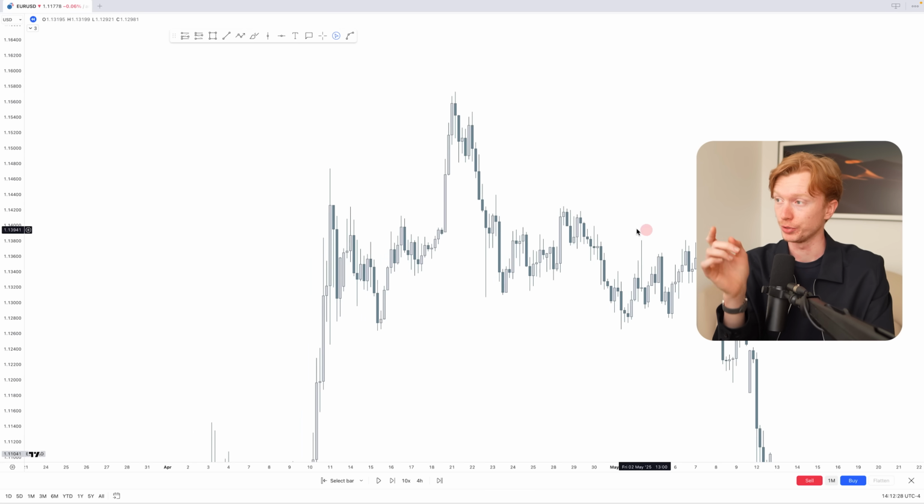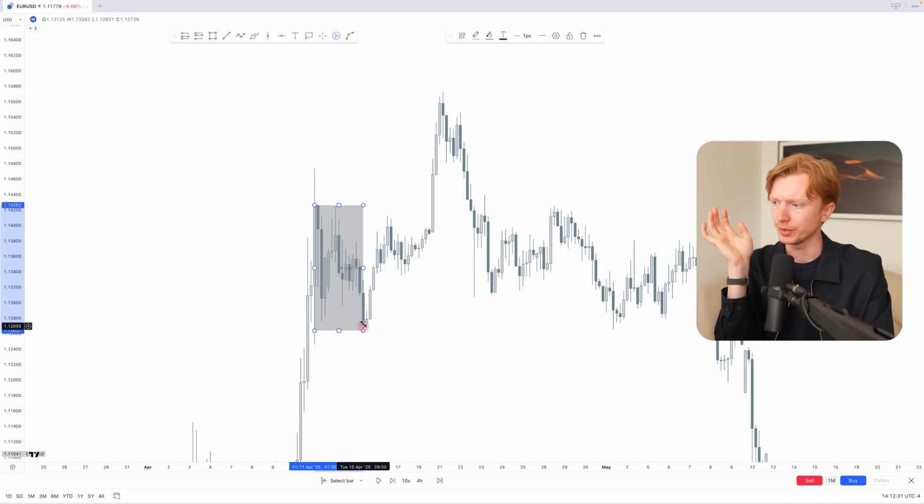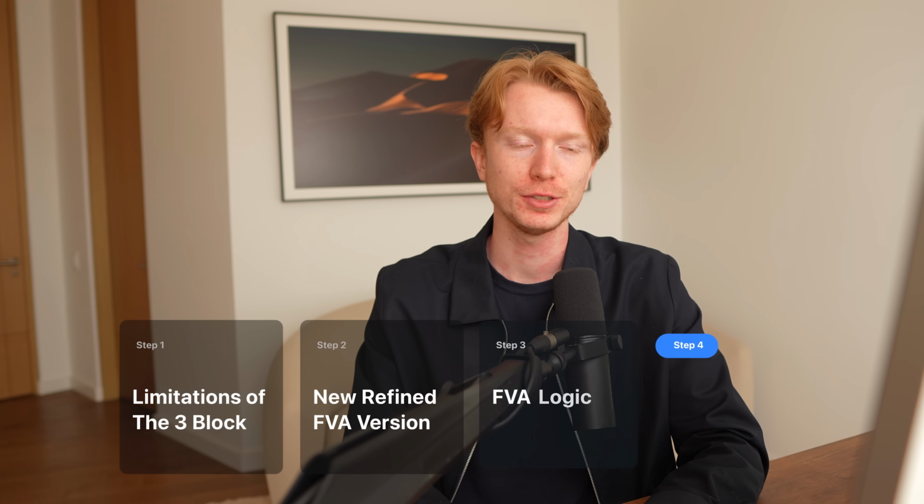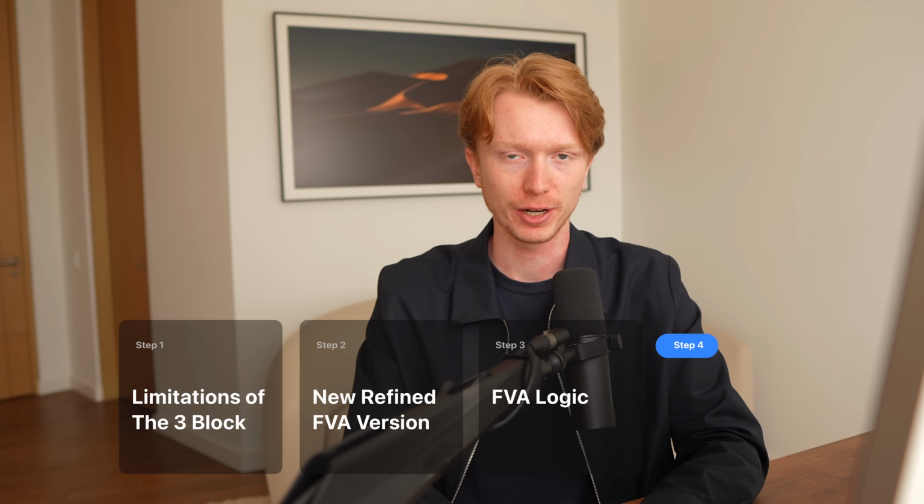That leads us to the next step, because as you might see right here, what happens right here? This is also a fair value area, right, Arjo? And it doesn't hold. What happened? And that's the next beauty of this fair value area, and also leads us to the next step as a logic of the fair value area.